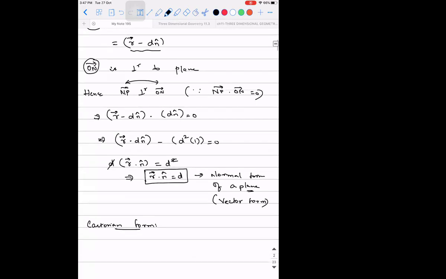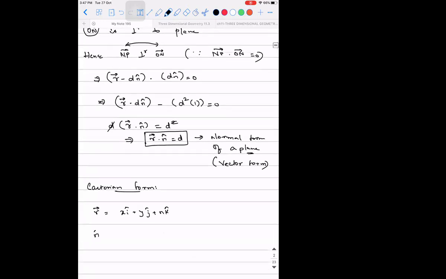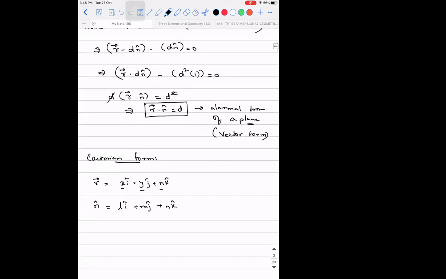So what will be the Cartesian form? R vector is x i cap plus y j cap plus z k cap. N cap will be l i cap plus m j cap plus n k cap. Here l, m, n stand for unit direction cosines. I already told you the coefficients of i, j, k in any vector will be direction cosines if it is a unit vector, whereas they will be direction ratios if it is any other vector. So x, y, z can be called the direction ratios of R. l, m, n will be the direction cosines of n. So when you do the dot product between them, you will get lx plus my plus nz is equal to d.